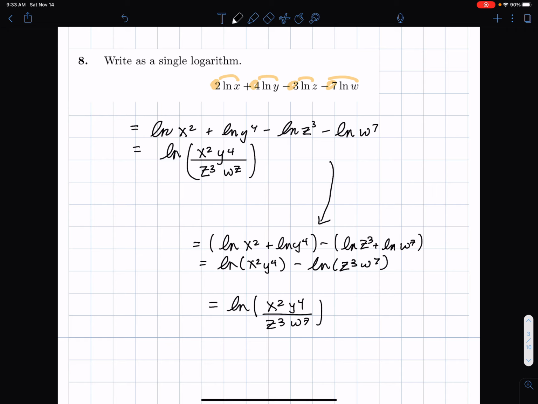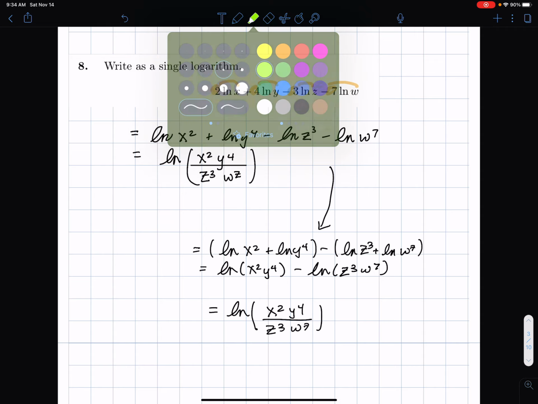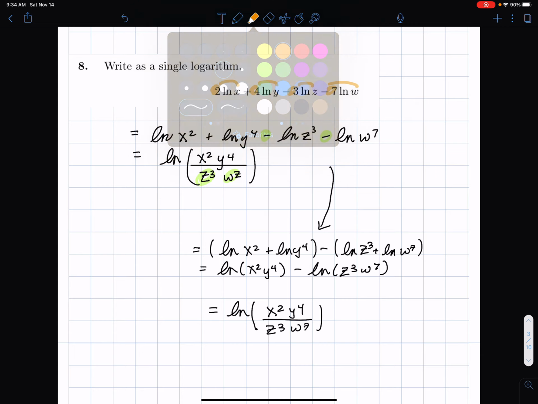For that logarithm, as we see here, relating to what we have here, if it has a minus in front, it ends up in the bottom. If it has a plus in front, it ends up in the top. Okay, that's what's going on there. If it's a minus, it ends up in the bottom. The plus, it ends up in the top.